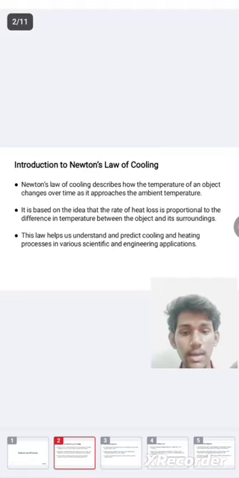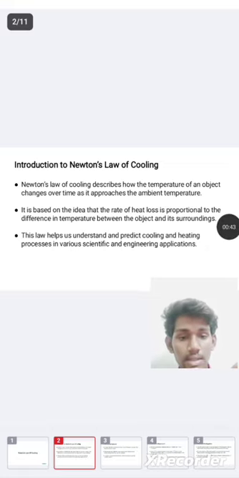It is based on the idea that the rate of heat loss is proportional to the difference in temperature between the object and its surroundings. This law helps us understand and predict cooling and heating processes in various scientific and engineering applications.